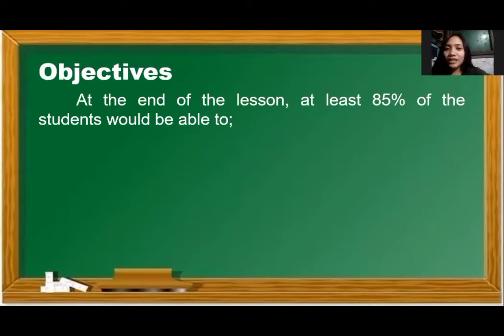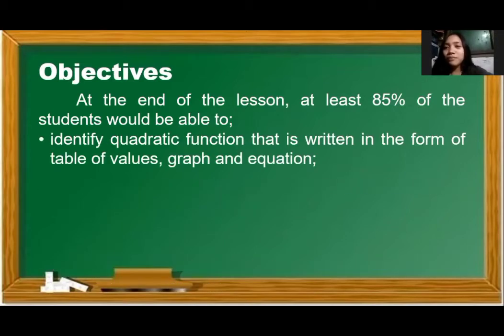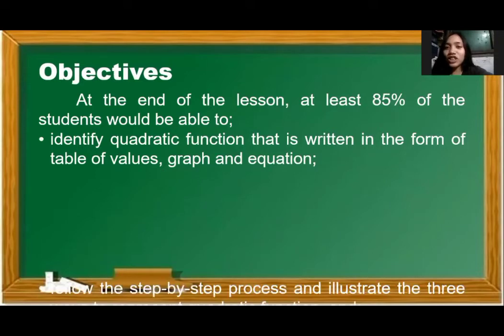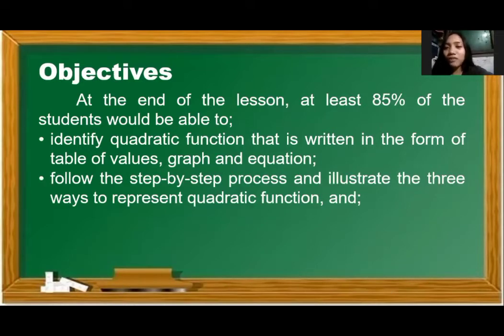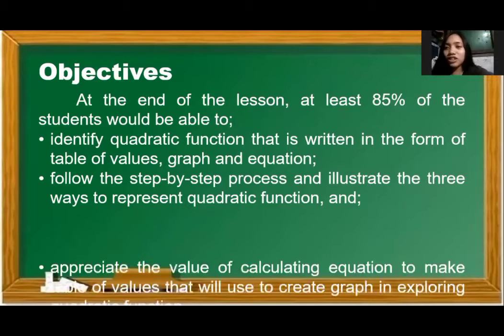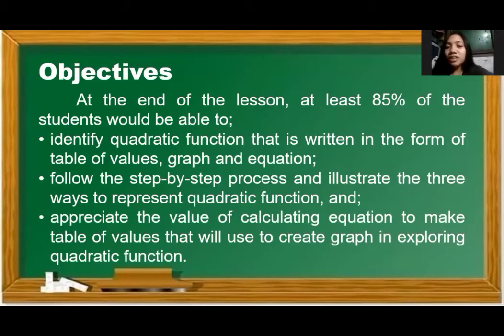So objectives. At the end of the lesson, at least 85% of the students would be able to identify quadratic function that is written in the form of table of values, graph, and equation. Follow the step-by-step process and illustrate the 3 ways to represent quadratic function, and appreciate the value of calculating equation to make table of values that we'll use to create graph in exploring quadratic function.